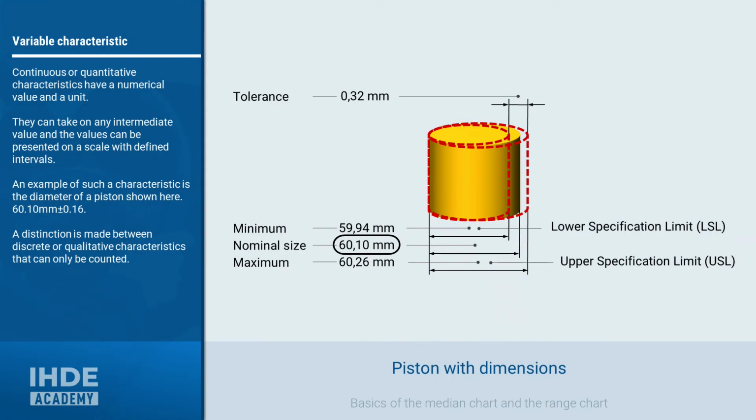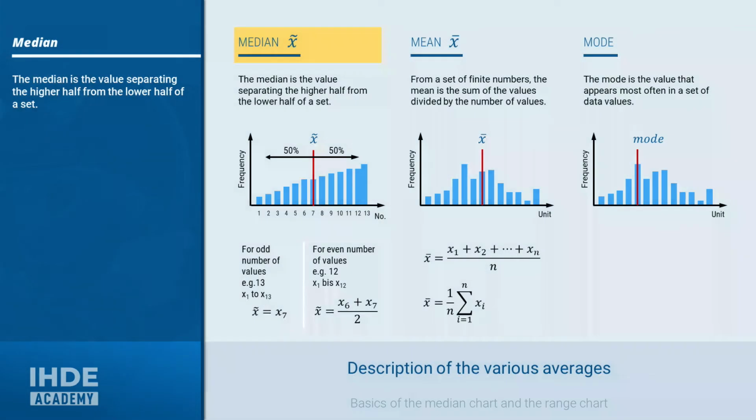We take again the diameter of a piston as an example. Its diameter of 60.1 mm is the product characteristic that is to be monitored with the control charts. When we talk about the median, then for us, this is one of the location parameters that can be used to describe the process center line. The median is the value separating the higher half from the lower half of a set of data.